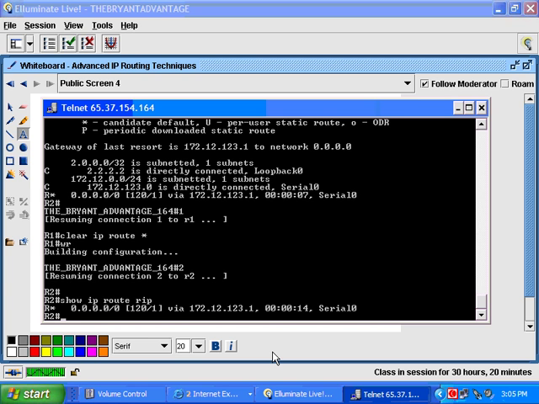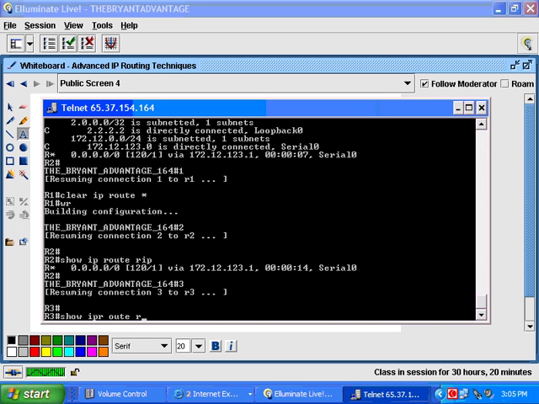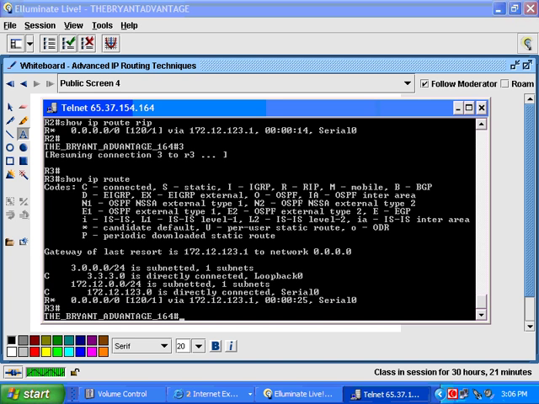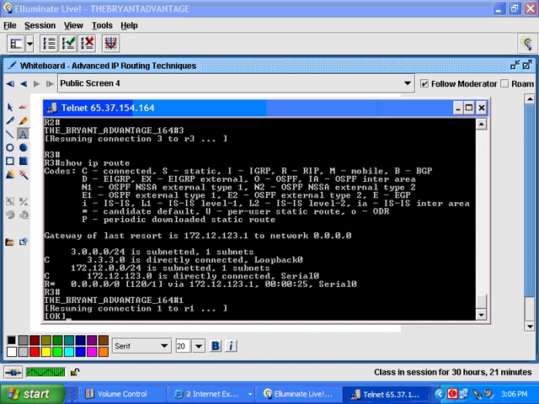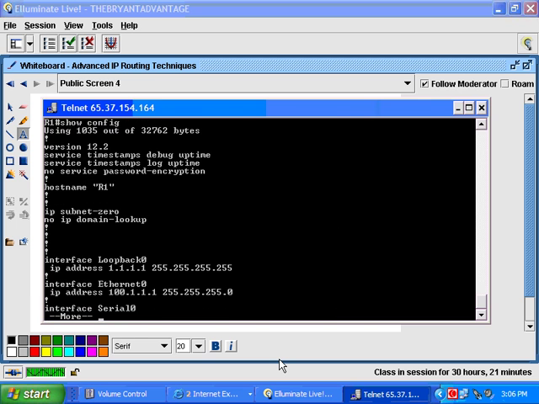Still getting it from serial 1. Are we still getting it propagated over here? We still are. So let's take a look here at why we're seeing that. I bet I know. We're going to take a look at router 1 and see another little trick with this command. And let's take a look at our config here.